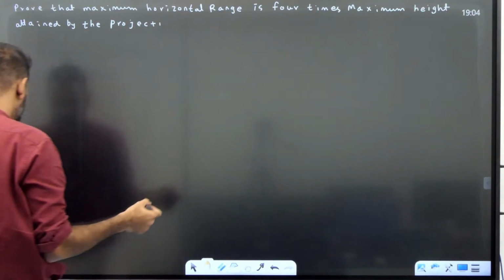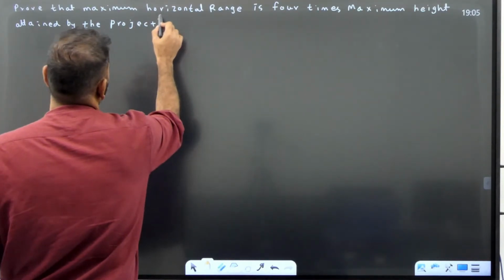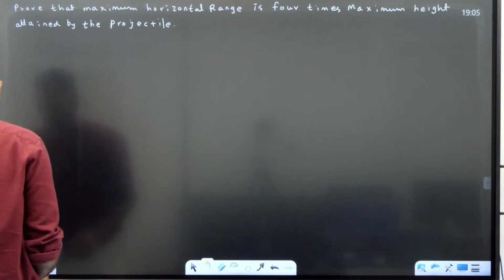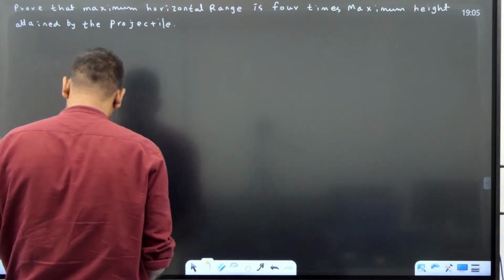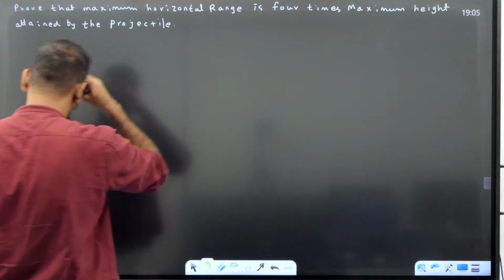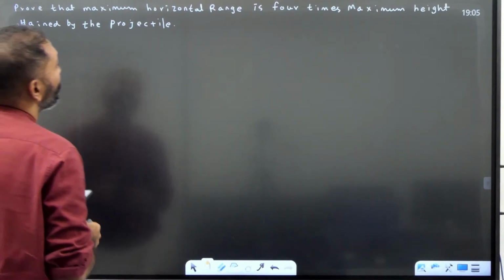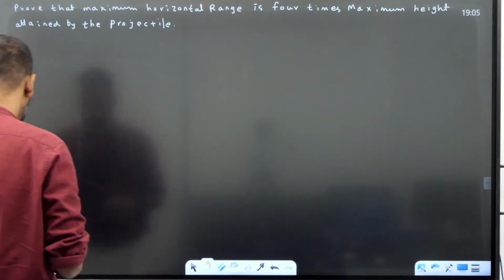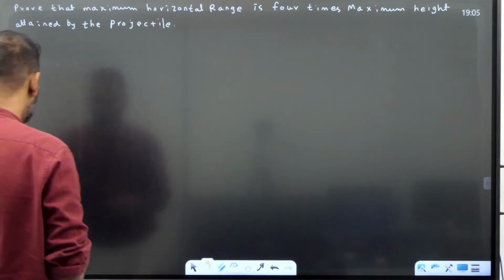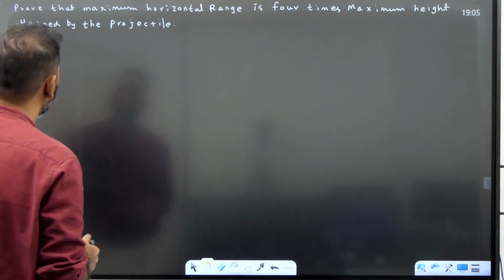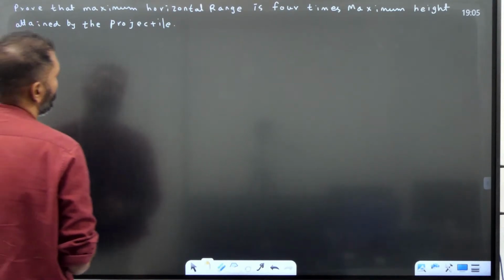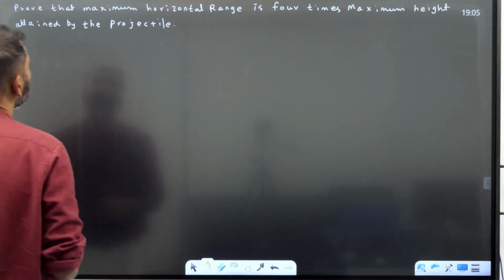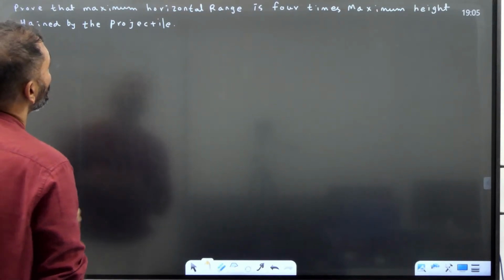That is done. Okay. No, that is done. Sorry. I was not expecting that question, because this proof we have already done. Maximum horizontal range is 4 times maximum height attained by the projectile. That we have done, right? Okay, it's not done.